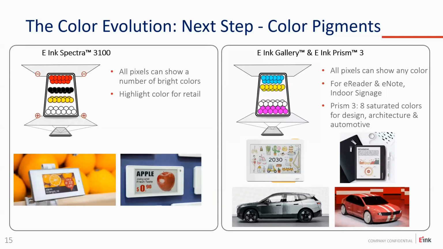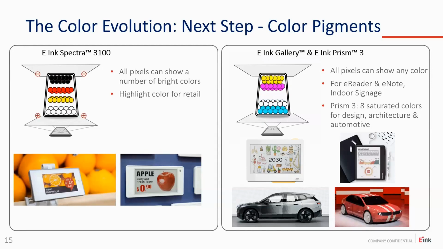So on the left-hand side is what we call Spectra 3100. This is used in price tags. And this is showing what I mentioned in the previous slide, where we have now price tags that can do 4 different colors. Also some mixed colors. By mixing the red and the yellow together, we get an orange color, for instance.